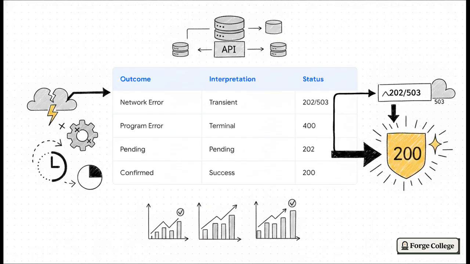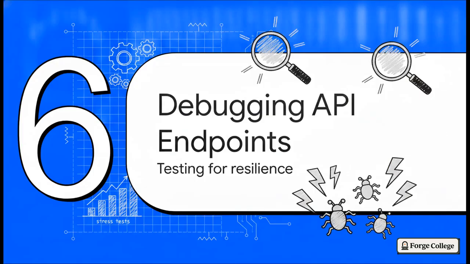If we get an immediate network error, our backend interprets it as transient and we hand the front end a 202 or 503 HTTP status. If we hit a program error, well, that's terminal, so we send back a crisp 400 bad request. If the signature is pending, it's a 202 accepted, and if it's finally confirmed, we get the golden 200 OK. Our API provides callers with clear, machine-readable answers they can actually program against, instead of making them just sit around expecting immediate finality.